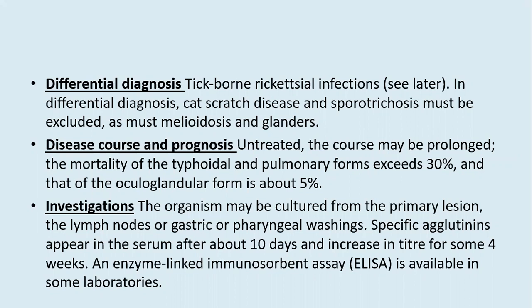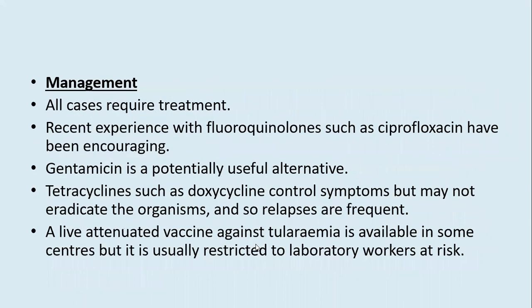The organism can be cultured from the primary lesion, from lymph nodes, gastric or pharyngeal washing. Specific agglutinins appear in serum after about 10 days and increase in titer for some 4 weeks. ELISA is available in some laboratories.